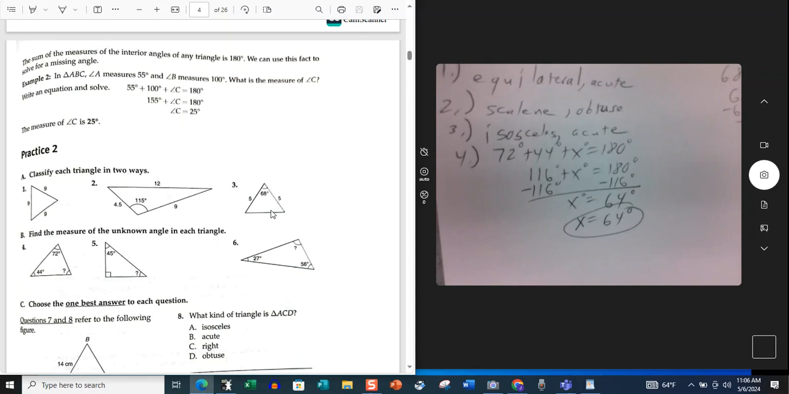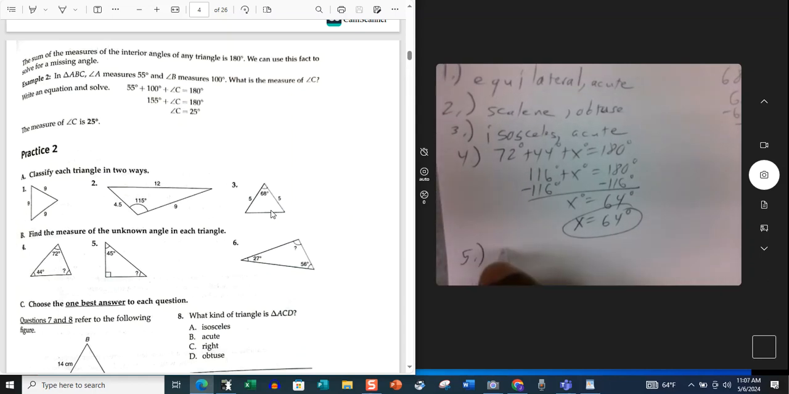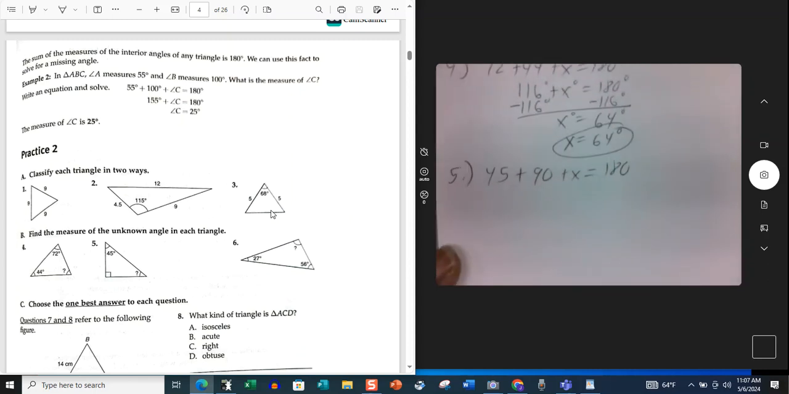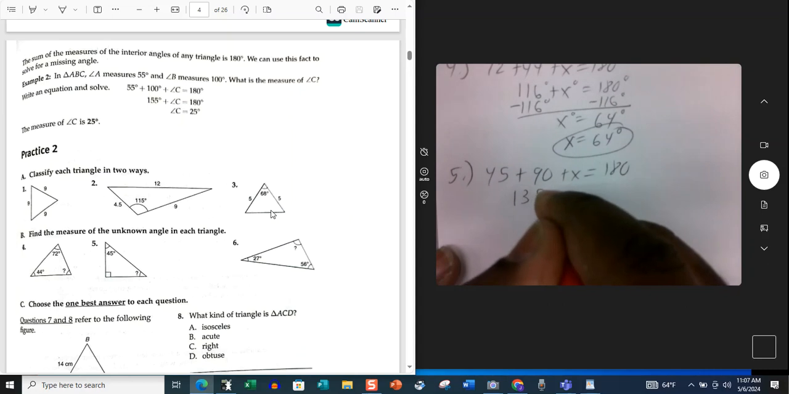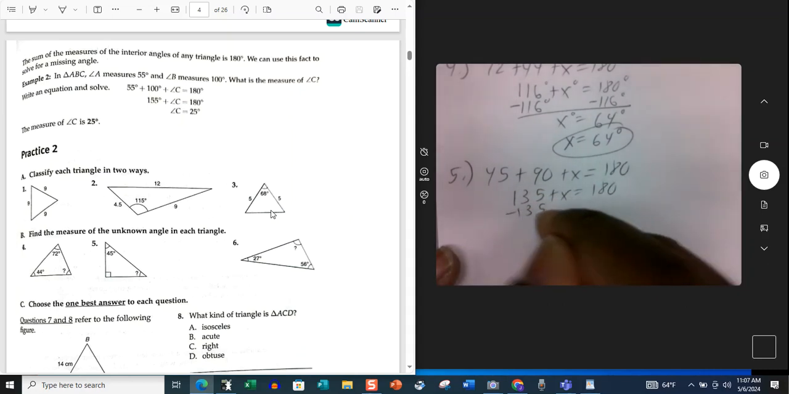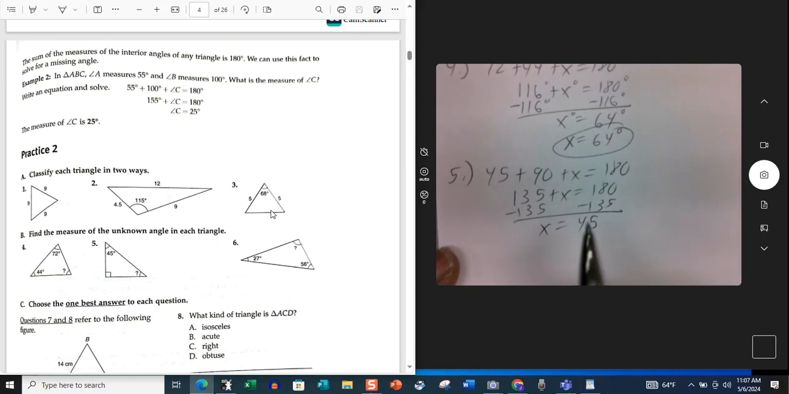Okay, so now the next thing, we got number 5. Now number 5, they gave us 45. Now I'm going to write the degrees at the end. They gave us a 90-degree angle, and then we have x, and that equals 180. 45 plus 90 is 135, plus x equals 180. We'll subtract 135. So x is equal to 45. So that would be 45 degrees.